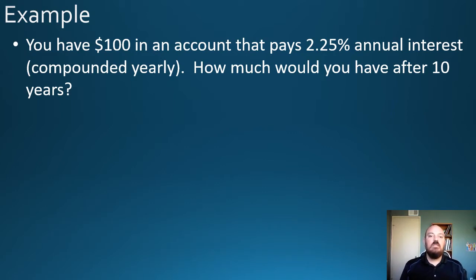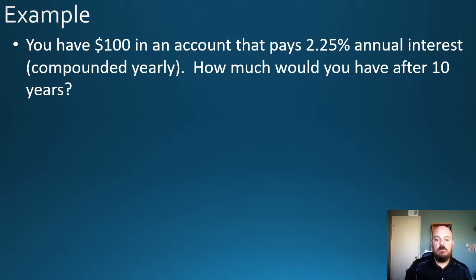All right, so here's our first example. We have $100 in a savings account. It pays 2.25% annual interest, and it's compounded yearly. How much would we have after 10 years? So we have $100, we put it into a savings account, we're earning 2.25% interest, compounded yearly, one time per year, and we want to figure out how much is there after 10 years.